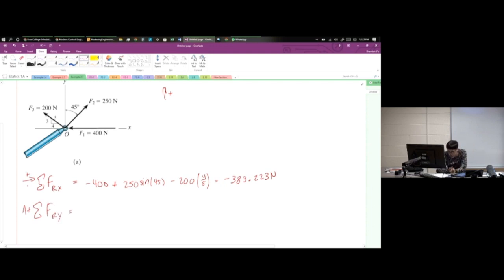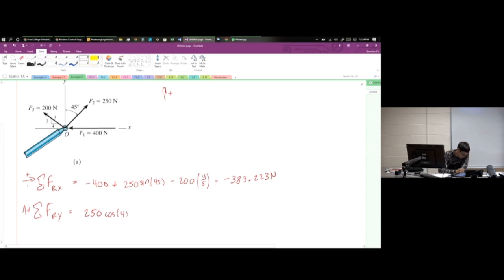Would I have anything for the F1 force? No, because it acts directly along the x-axis, right? So there is no y component. So that means that I would look at the F2 force, right? So would that be positive or negative? Right, so positive 250, and then what would go with it?